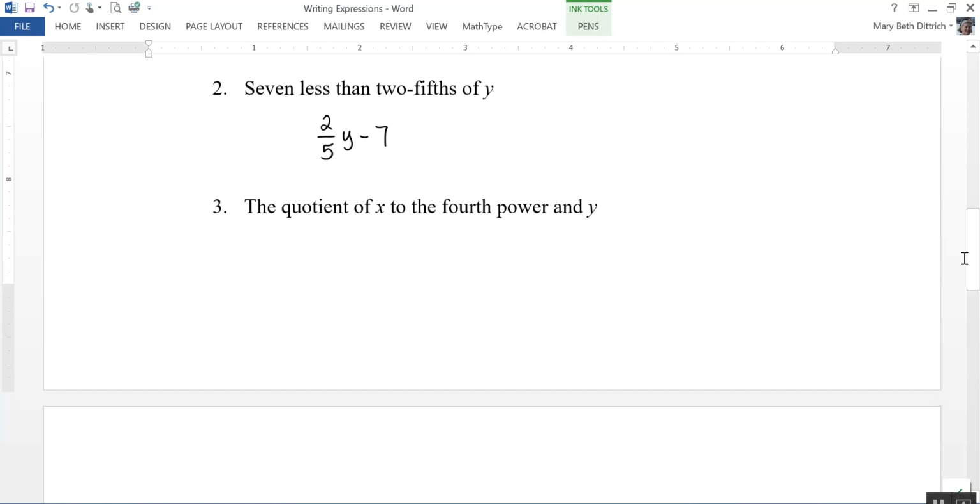Here I have the quotient of x to the 4th power and y. The word quotient means division, and there's a couple different ways I can write division. I tend to prefer fractions. So I'm going to write this as the quotient of x to the 4th power, so that's x to the 4th, divided by y. So that's one possible way to write it. The other way is to use the other division symbol that looks like this. This is also acceptable. So that's the quotient of x to the 4th power and y. When you're using the word quotient, whatever comes first is what's being divided. The second term is what's being divided by.